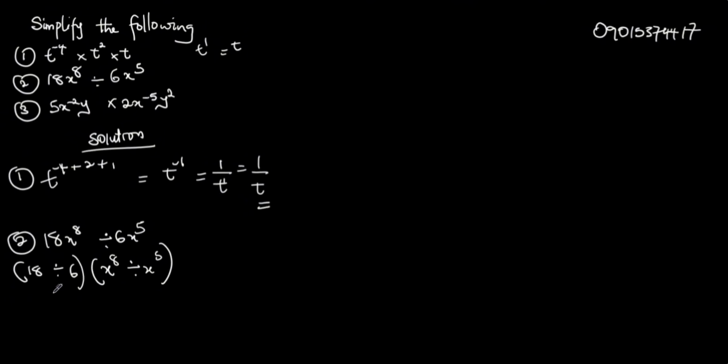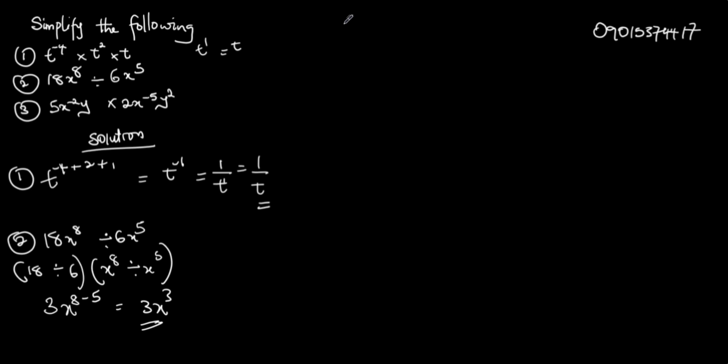So 18 divided by 6 is already 3. I now have x raised to the power. Now this is the division law of indices that says the bases have to be the same. Once they are the same, pick one of the bases and then we subtract their indices, and this gives us 3x raised to the power 3, and this will be our answer.